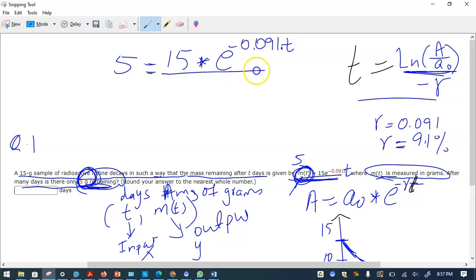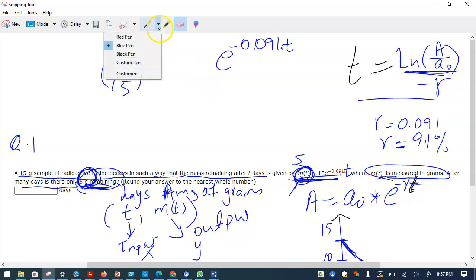So first step is divide this by 15. So we divide by 15. I'm going to keep this as it is. Not always is it going to get cancelled. So this 15 goes away. So I'll take this off to save my room there.